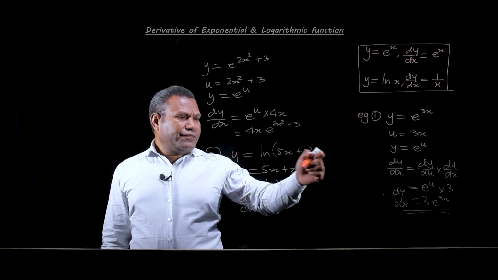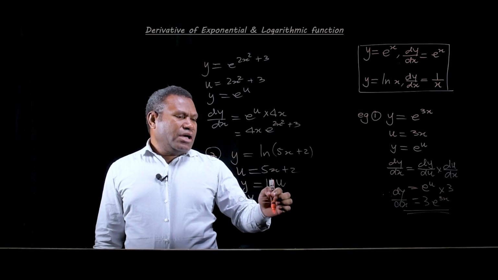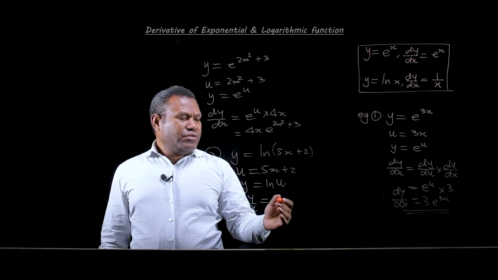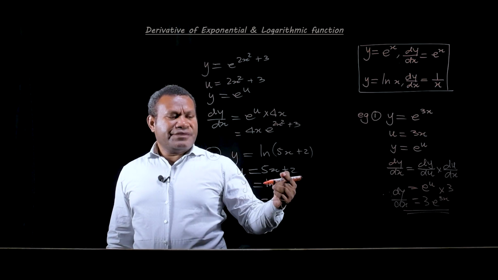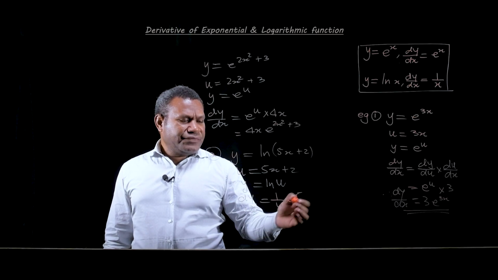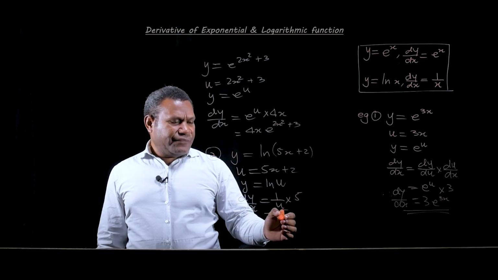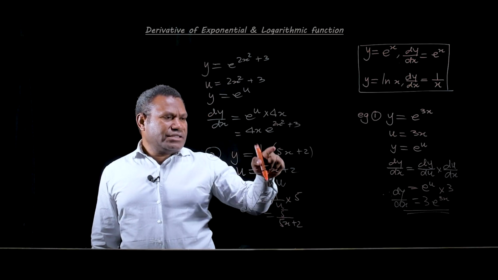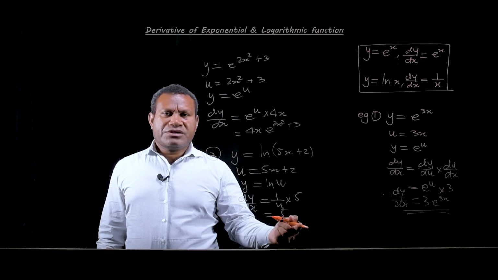The derivative of this function multiplied by the derivative of the other function. Going back to the standard result, it will be 1 over u multiplied by the derivative of u, which is 5. So 5 on 1 times 5 is 5 divided by u. But u is actually 5x plus 2. So the derivative of this function is 5 over 5x plus 2.